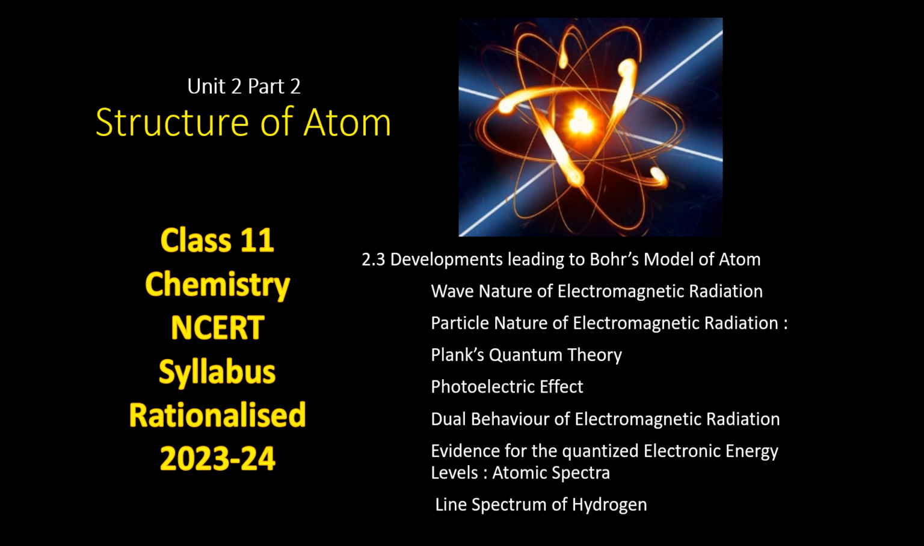This is a very descriptive chapter where we are going to study about wave nature of electromagnetic radiation, particle nature of electromagnetic radiation, Planck's quantum theory, photoelectric effect, dual behavior of electromagnetic radiation, evidence for quantized electronic energy levels, that is atomic spectra, line spectrum of hydrogen.